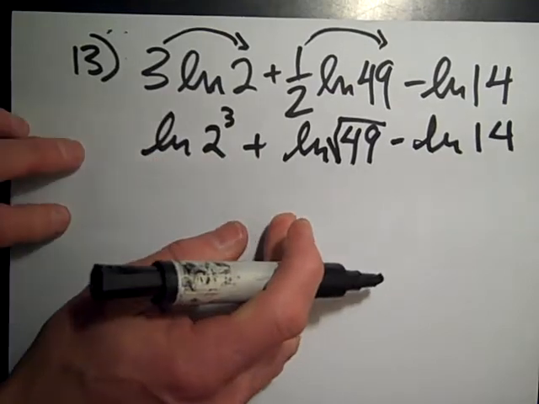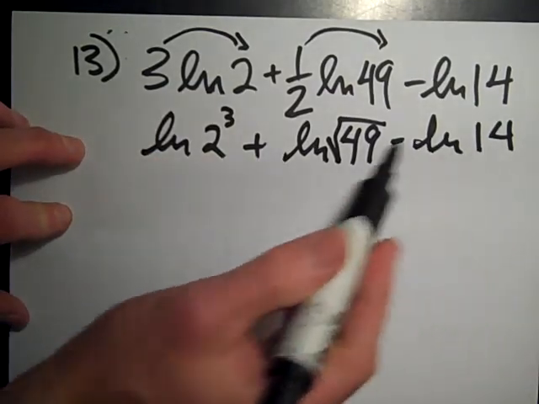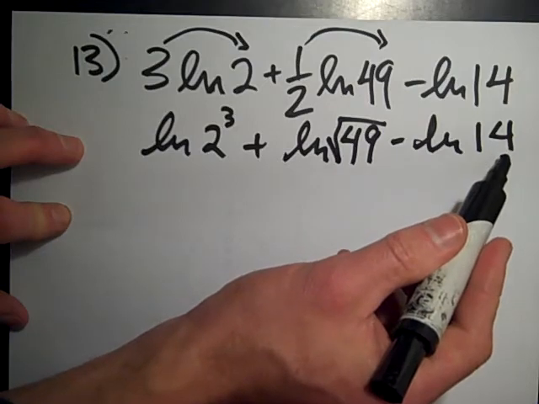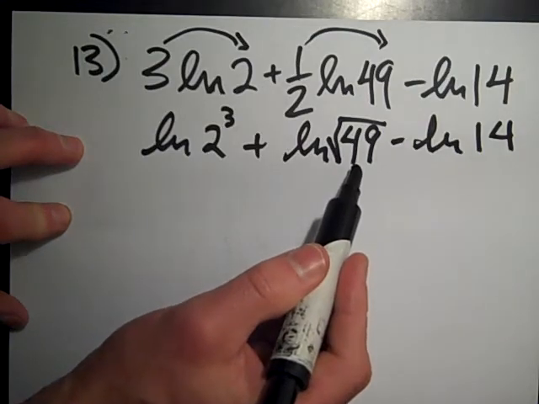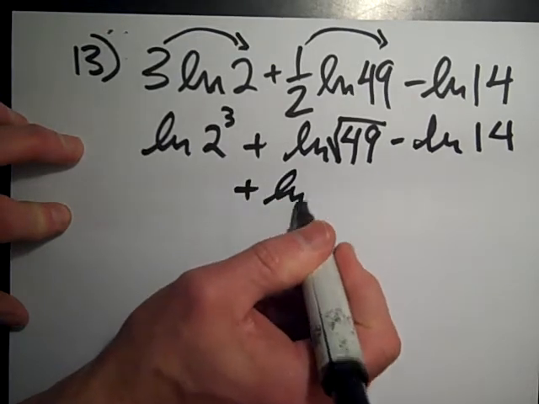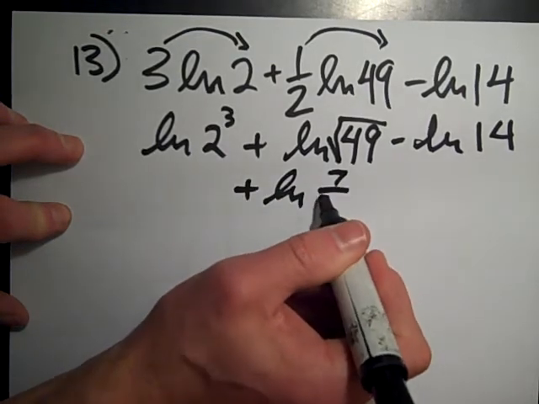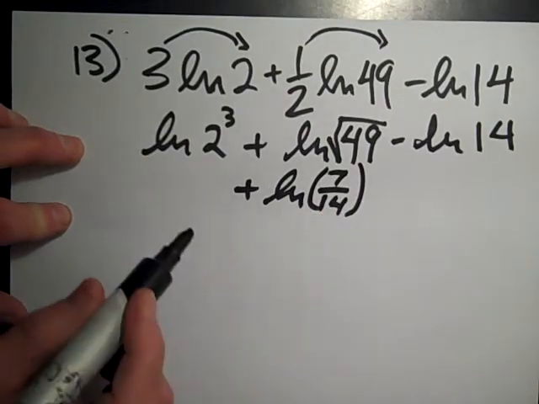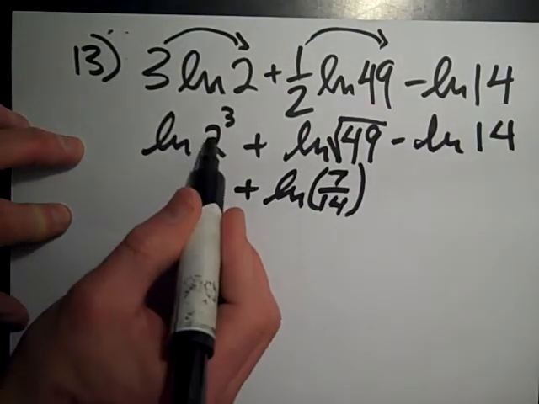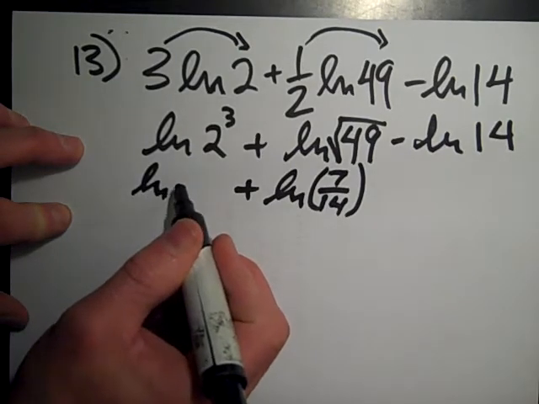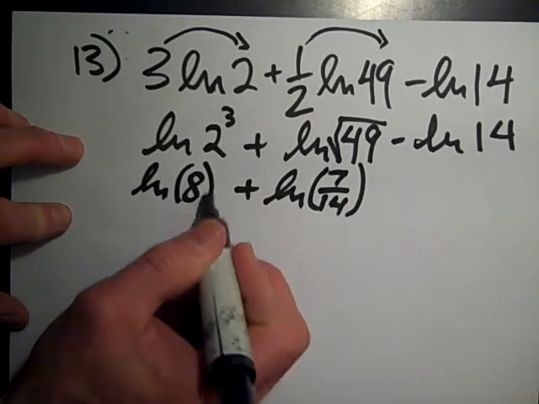If I'm subtracting two logs, that's no different than dividing this one on top by that one underneath. And the square root of 49 is just 7. So this becomes plus the log of 7 over 14. Well, that's just 1/2. I'll take care of that in a minute. This then is 2 to the third, that's just 8, so this becomes the log of 8.